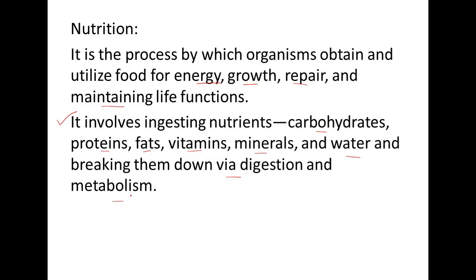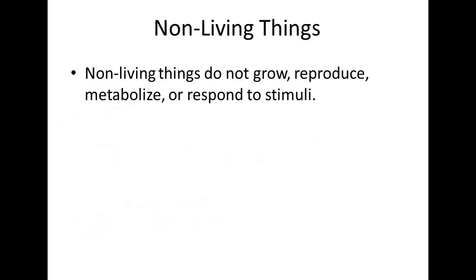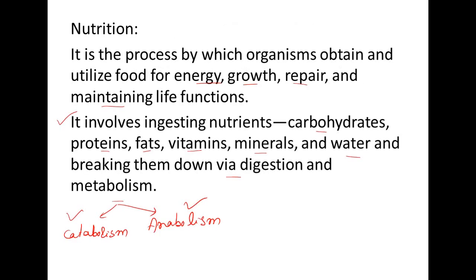Okay, metabolism is the sum of the chemical reactions that occur inside the body, and it is of two types. One is catabolism, other is anabolism. Anabolism is the building up process, while catabolism is the breakdown process. Like carbohydrate breaks down into what? Glucose. Protein breaks down into amino acids. So this is all about the living characters.